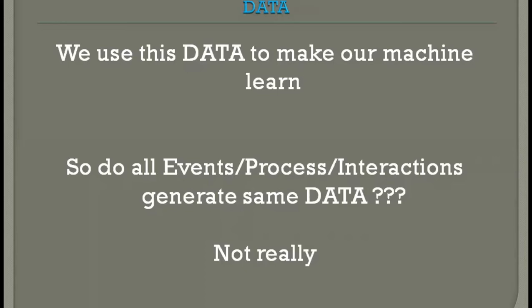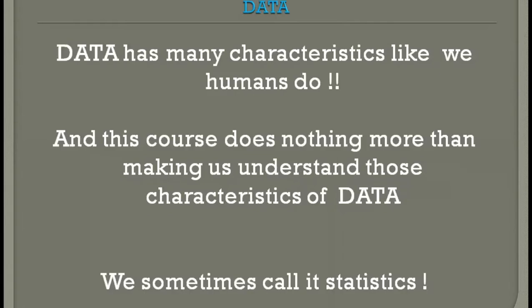So the data generated from these sources is not the same, right? So what do we mean by saying the data is not the same? Data has many characteristics, like we humans do, right? Humans have different characteristics. Each one has its own identity, its own shape, its own size, its own nature. So has data. Okay. So this course is going to do nothing more than make you understand those characteristics of data, right?